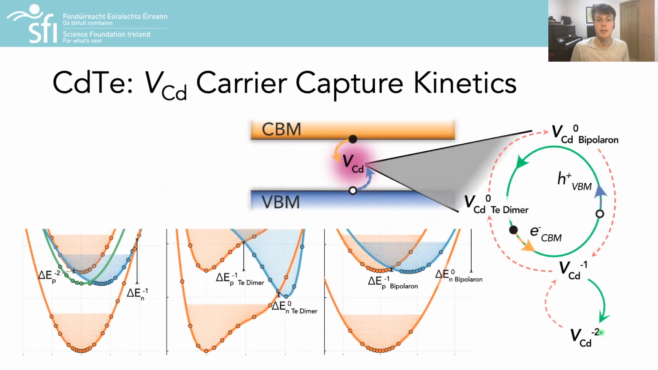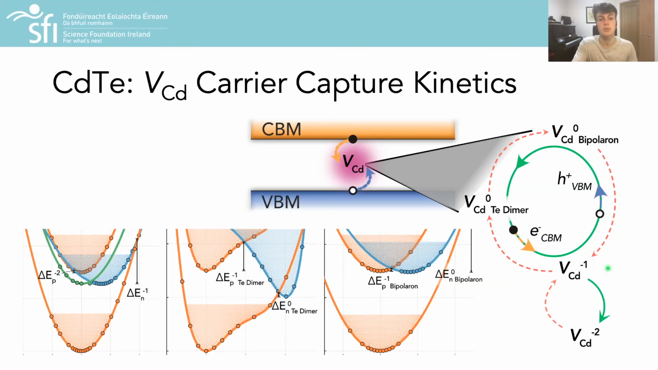Instead, by including the possibility of the -1 to neutral dimer, the -1 to neutral bipolaron, and the bipolaron to dimer transitions, we in fact find a rapid electron hole recombination pathway, whereby the -1 charge vacancy effectively captures a hole with a tiny energy barrier to transition to the metastable bipolaron arrangement for the neutral vacancy, which then relaxes to the tellurium dimer ground state before capturing an electron, again with a very small energy barrier, to return to the -1 charge vacancy, thereby facilitating this rapid electron hole recombination cycle.